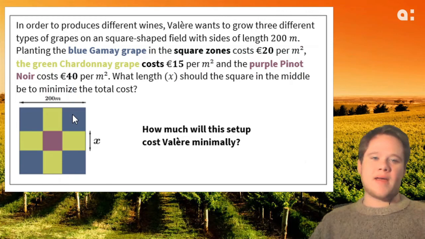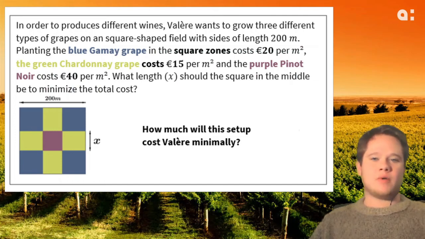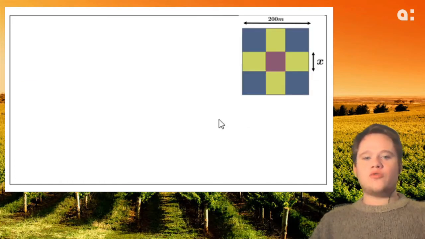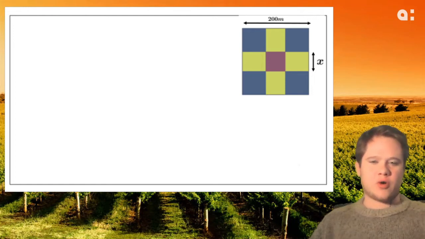The grapes all have a unique price and shape in terms of planting. Planting the blue Gamay grapes in the square zones costs €20 per square meter. The green Chardonnay grapes cost €50 per square meter, and the purple Pinot Noir costs €40 per square meter. How long should the length of x be so the total cost is minimal, and what is the minimum cost for Valère? Contrary to the previous 2 exercises, we will now complete the function equation.